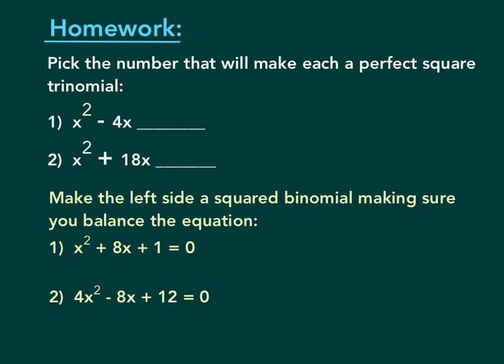All right, so to finish off your homework, if you could do these 4 problems, in the first group, you're just finishing the square trinomial. So pick the number that will make each a perfect square. And then in the second group, you're going to do the balancing the equation, where you want the square binomial on the left and then a number on the right. And these are not as nasty as that last one I just did. Good luck.